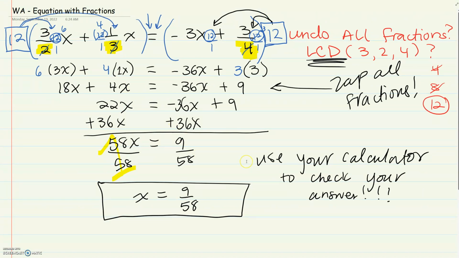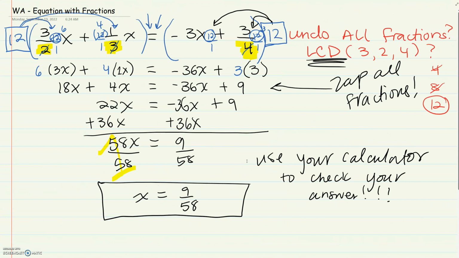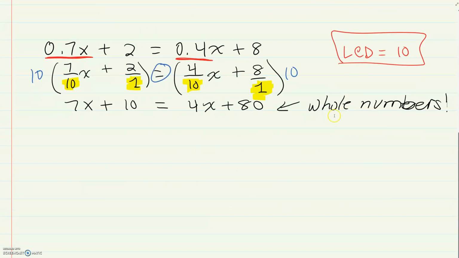Multiply both sides of the equation by the least common denominator, and distribute that into each term on the left-hand side, and distribute that to each term on the right-hand side. When you clean it up, you should have a normal equation with whole numbers to deal with. And if you have decimals, again, the least common denominator is going to be 10, 100, 1,000, or whatnot, depending on how many decimal places there are.